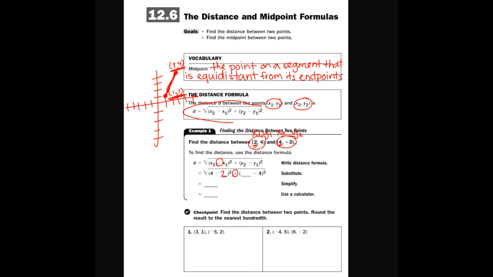Okay, make sure this formula, you will have to memorize it. It's the radical of the x's subtracted and squared added to the y's subtracted and squared. So then y2 is negative 3 minus y1, which is 4. So now we can say, okay, that'll be radical 4 minus 2 squared, which will be 2 squared, plus negative 3 minus 4, which is negative 7 squared. So then you have radical 2 squared, which is 4, plus negative 7 squared, which is 49.